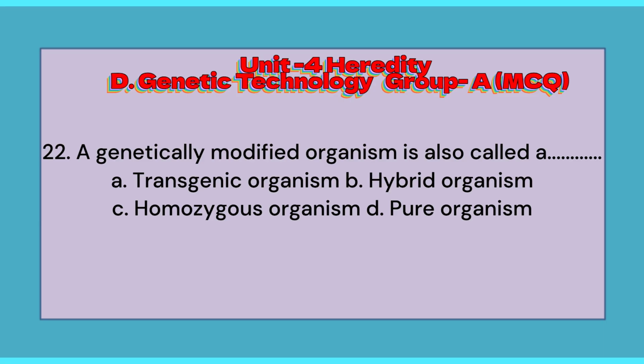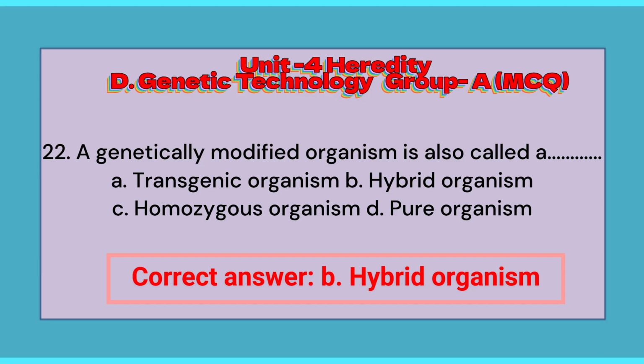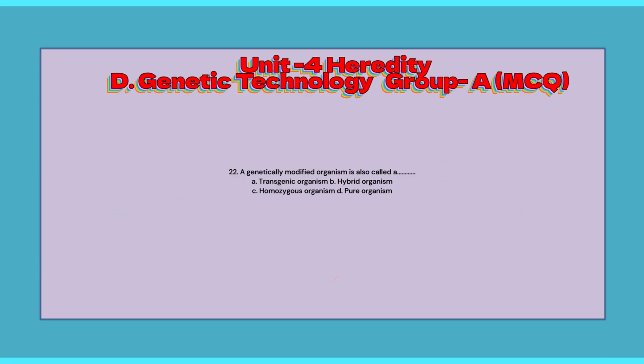22. A genetically modified organism is also called A. Transgenic organism. B. Hybrid organism. C. Homozygous organism. D. Pure organism. Correct answer: B. Hybrid organism.